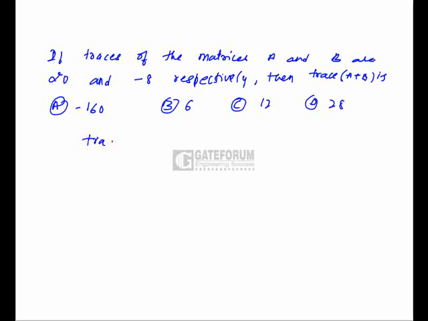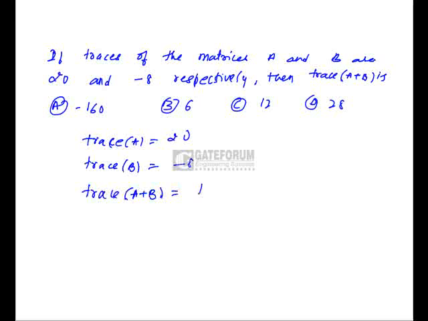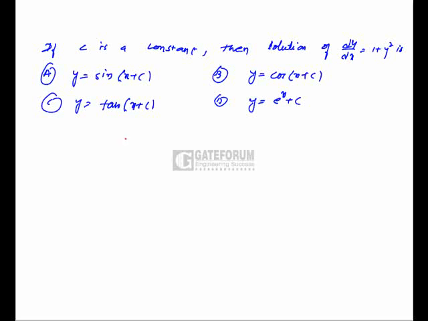It is given that the trace of matrix A is 20, whereas the trace of matrix B is minus 8. We have to check the trace of A plus B. Now we know that trace of A plus B is nothing but trace of A plus trace of B, which is nothing but 12. That is option C.